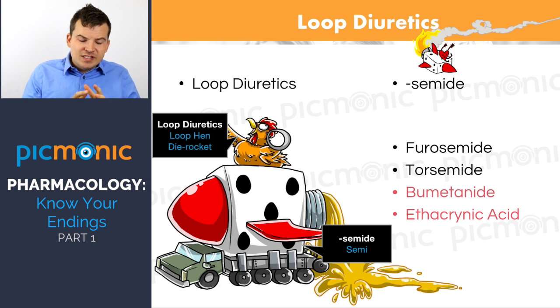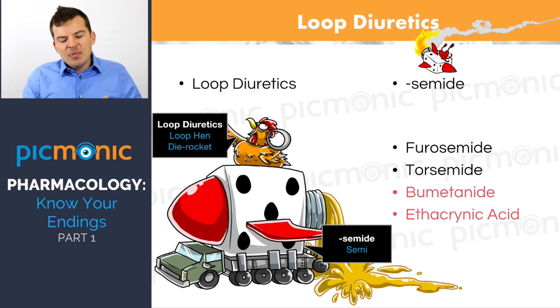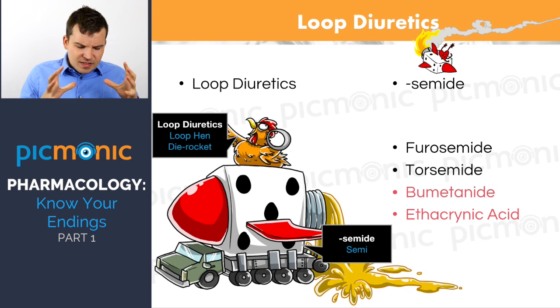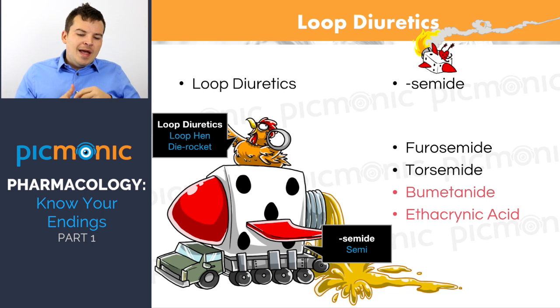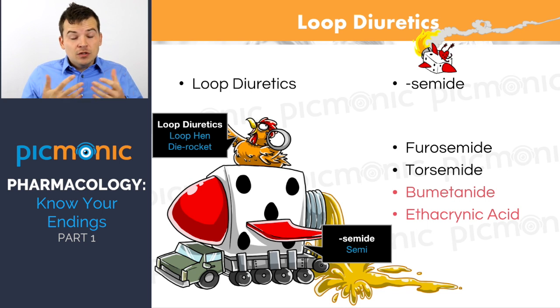And that's where you've got furosemide and torsemide. And I've got these other two here in red because they're different. But furosemide, or Lasix, don't use that trade name. Always remember the generic name. Always remember that, really important. So we've got our loop diuretic rocket hen on this semi-truck spewing out urine. And why is it spewing out so much urine? Because loops are very powerful diuretics.